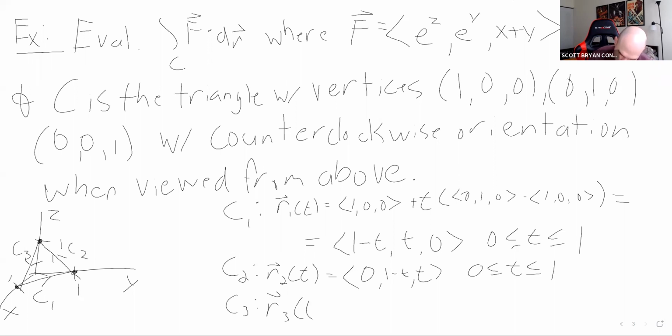And then for C3, we'll parameterize that by R3 of t. X, we start at 0, end at 1. So that's minus t. Nope, sorry, 0 plus t. Y, we start at 0, end at 0, so that's 0. Z, we start at 1, and we end at 0, so that's 1 minus t.